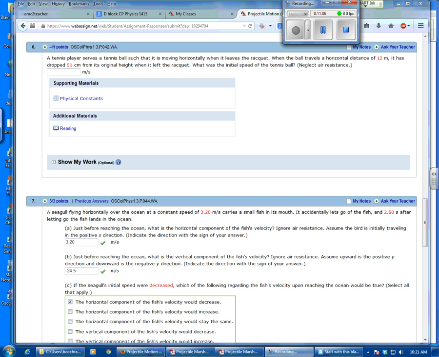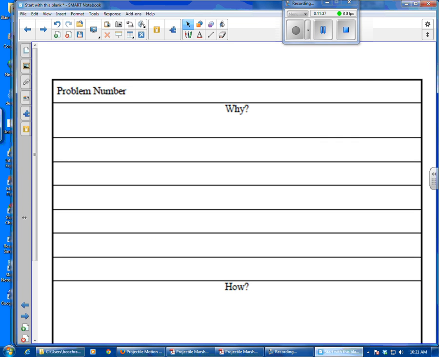Number 6. Tennis player serves tennis ball moving horizontally. Oh, this is really similar to the last one, right? The ball has traveled the horizontal distance of this. It has dropped this from its original height when it left the racket. What is the initial speed of the tennis ball? Oh, so this time they're not told the velocity or the time. We're told lots of things about where it is. So same setup, same idea, same concept of the problem, just given different factors about it.